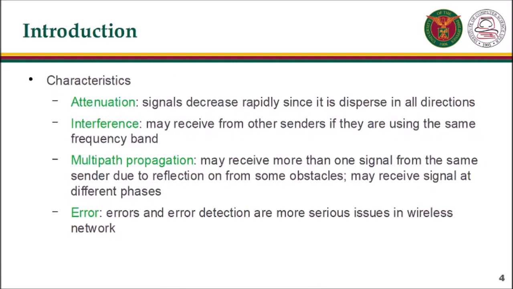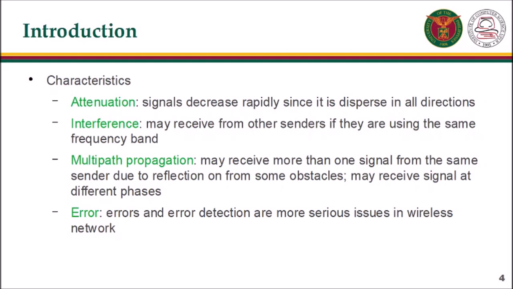There are several characteristics of wireless LANs that either do not apply to wired LANs or the existence of which is negligible and can be ignored. First is attenuation. The strength of electromagnetic signals decreases rapidly because the signal disperses in all directions. Only a small portion of it reaches the receiver. The situation becomes worse with mobile senders that operate on batteries and normally have small power supplies.